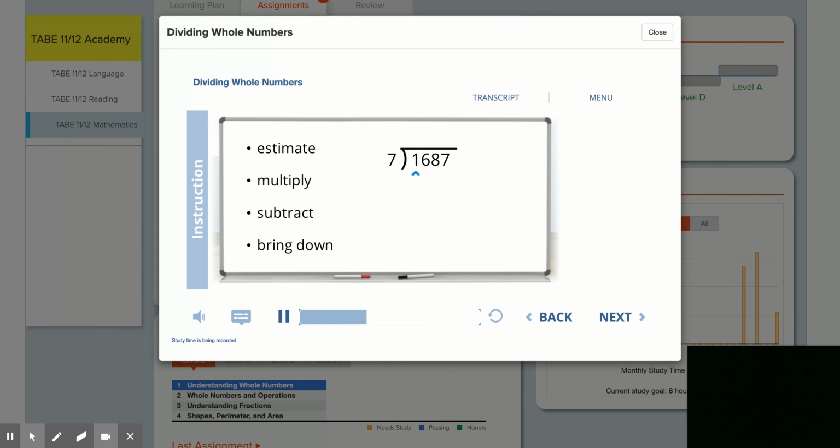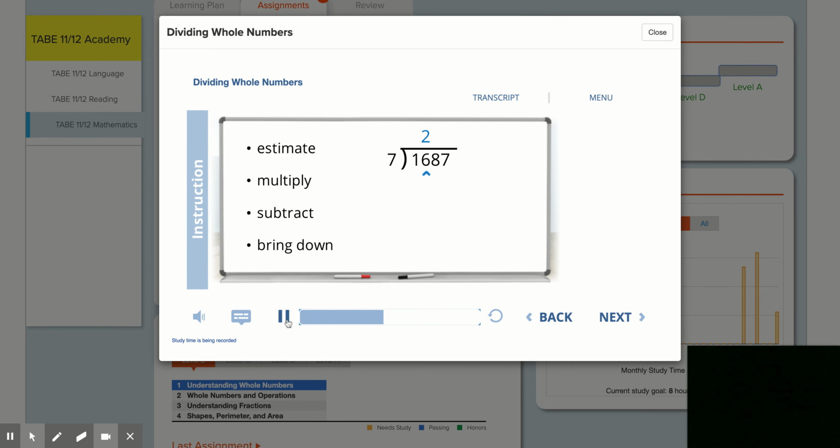7 doesn't divide into 1, so you should go to the next place value. Estimate how many times 7 goes into 16. I'll estimate 2 and write the 2 above the 6. And we know that because 7 times 2 is 14, right? And so we're trying to multiply 7 times something up here to get a number that's close to 16, but it has to stay under 16.